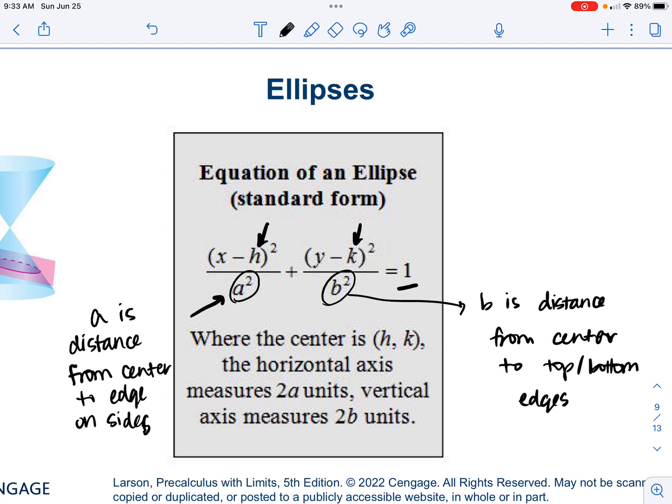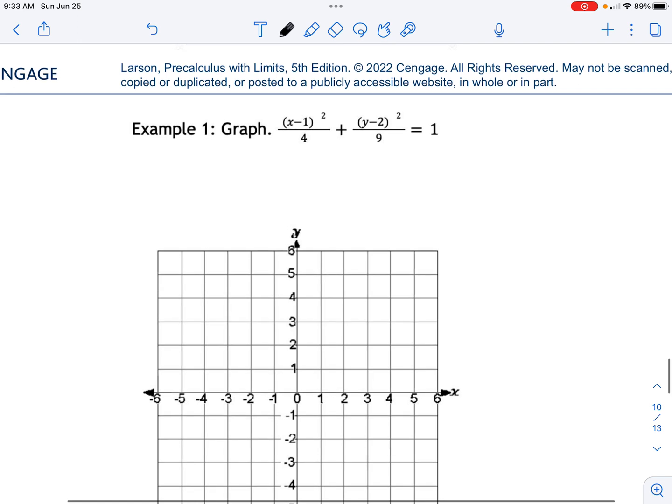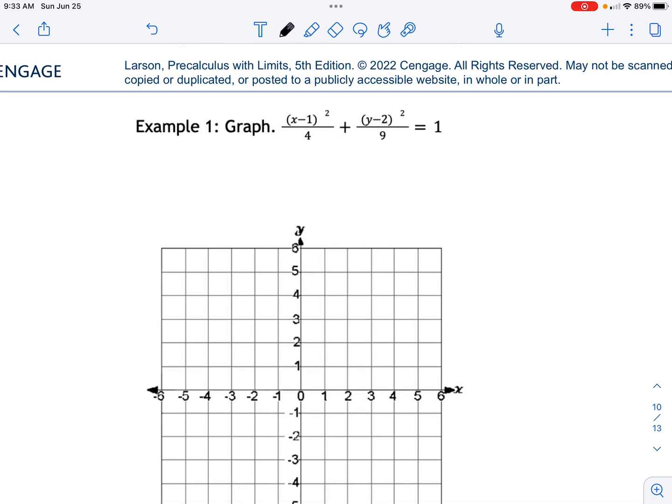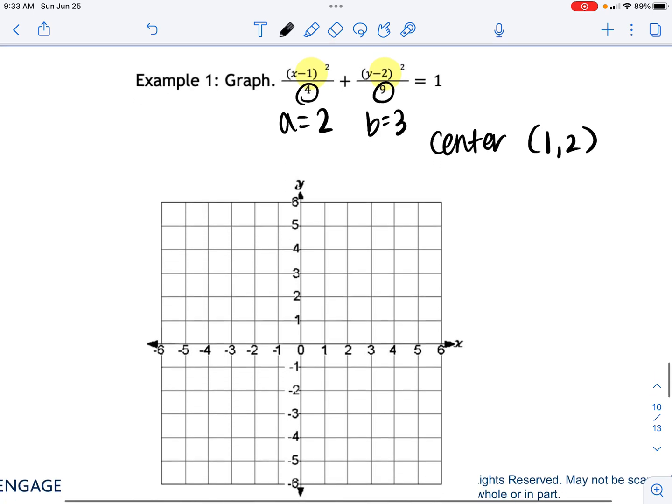All right, so let's take a look at an example. Here, I'll get my center like I did from my circle. Opposite of -1 will be +1. Opposite of -2 will be +2. So my center is going to be 1, 2. Then I'll look at the 4. That is a squared, so that means a is 2. And I look at the 9. That is b squared, so b is 3. Those are my distances from the center to the edges.